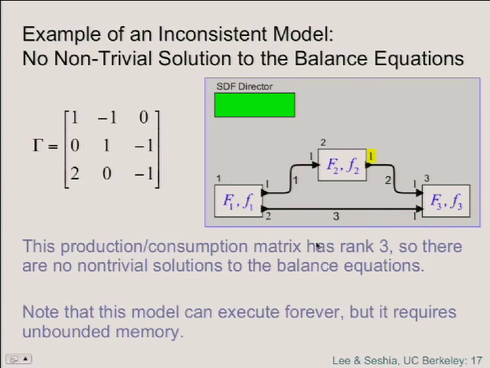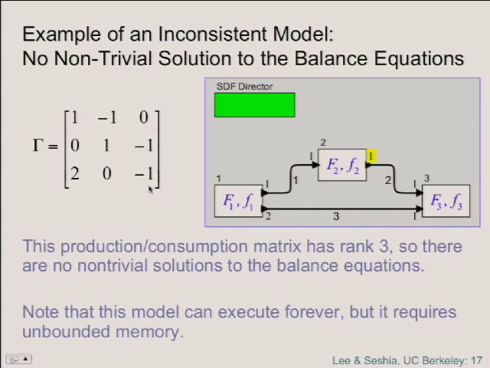Because how could we fire this thing? Well, if we fire this actor, it's going to produce 1 token here and 2 tokens here. That enables 1 firing of this, which will produce 1 token. So now we have 1 firing enabled here. We can fire it once, but we're going to have a leftover token here. So we're not in balance yet.